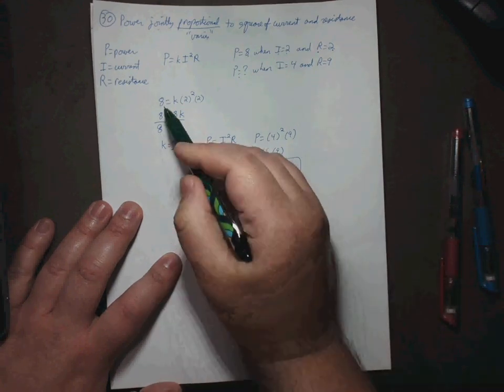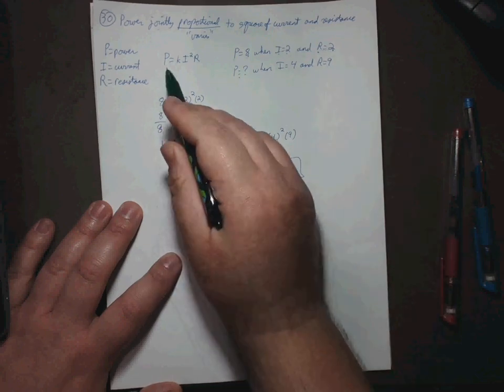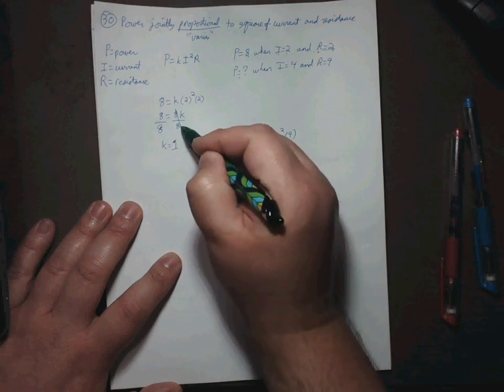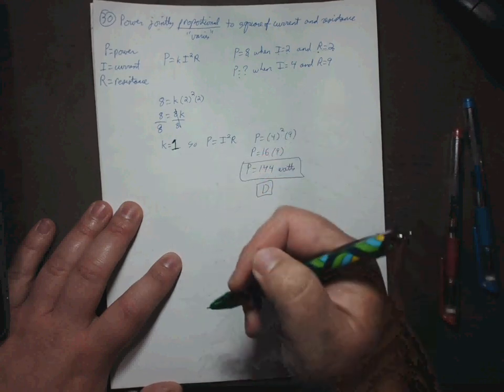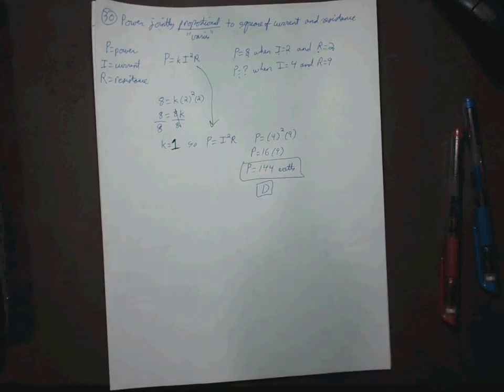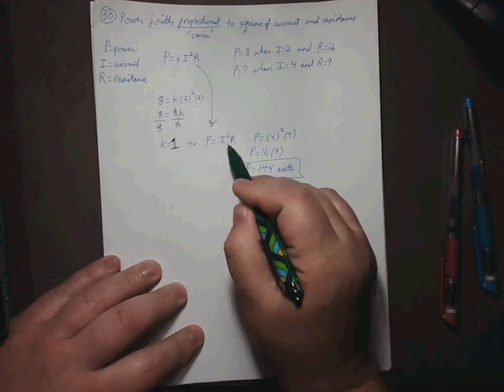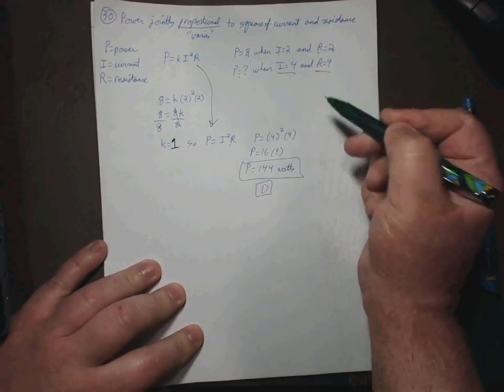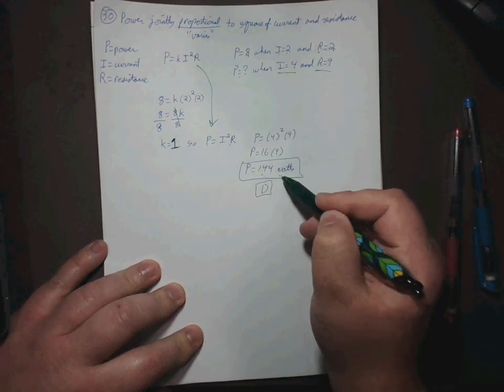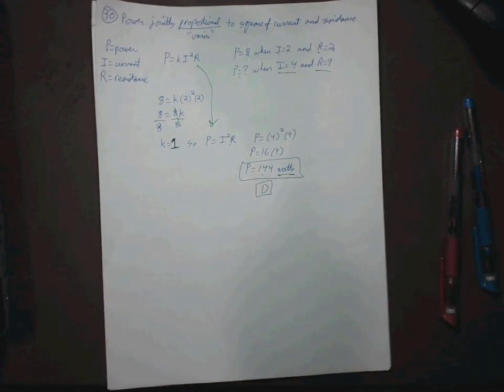All right, now plug in the first parts to find K. 8 equals K times 2 squared times 2. 8K equals 8. You divide by 8, you get K is 1. And so that means that this becomes just P equals I squared R. That is actually a formula you would learn in physics for electrical circuitry. Okay, that's how nature works. So P equals I squared R. Well, what's P when I is 4 and R is 9? Plug it in. 4 squared times 9, 16 times 9, 144, and power is in watts. Okay, D. Answer is D for that one.